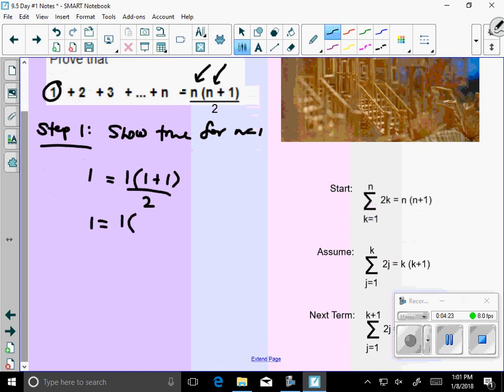Well, that'd be the same as 1 times 2 over 2. Is that true? Yeah, it's true. Okay, so that's not groundbreaking. That's the easy step. Step 2 is also easy because you don't have to do anything other than assume it's true for k. Oh my gosh, what does that even mean? All right, so let's assume it's true for k.